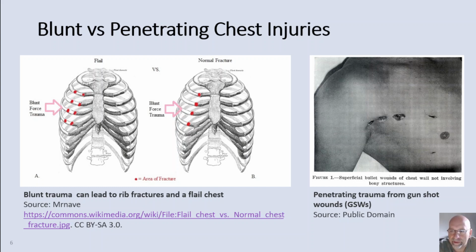In the image on the left, we see that blunt trauma can lead to rib fractures. When two or more ribs are broken in two or more areas, a flail chest can develop.